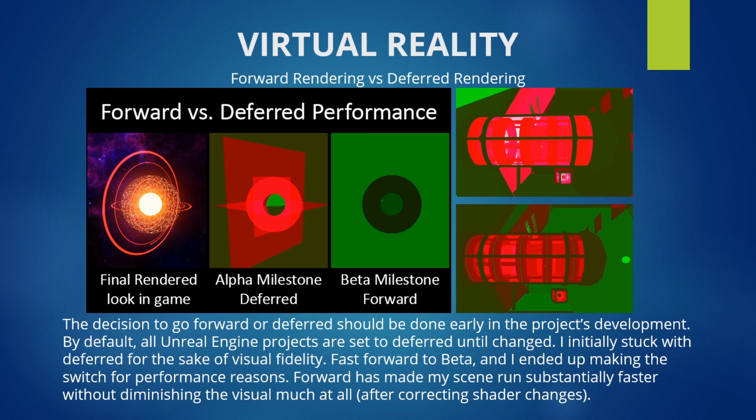As pictured, the atom from the generator core here appears visually about the same between the deferred and forward milestones, but in the performance view, this alpha one has lots of red high cost materials versus the beta milestone. The only thing that changed was switching to forward rendering, and now everything is green and easy to render. For performance reasons alone, I would highly recommend switching to forward rendering for VR projects.